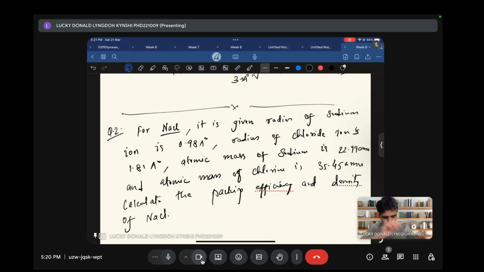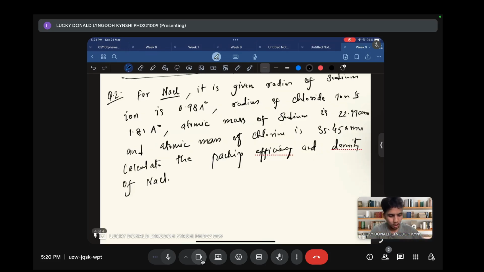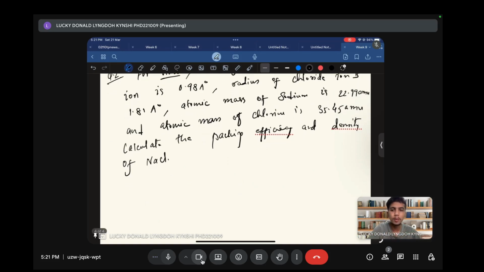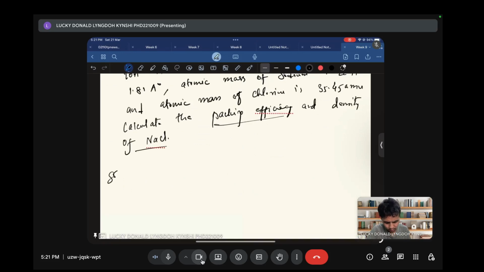Okay, if you look at question number 2, it is given to you that it is sodium chloride. There is sodium, and there is also chloride. The radii of both sodium and chlorine are given to you, as well as the atomic mass units. What you need to find is the packing efficiency and the density. So you have to know what packing efficiency is. Packing efficiency is defined as the volume occupied by the atoms relative to the volume of the available unit cell.